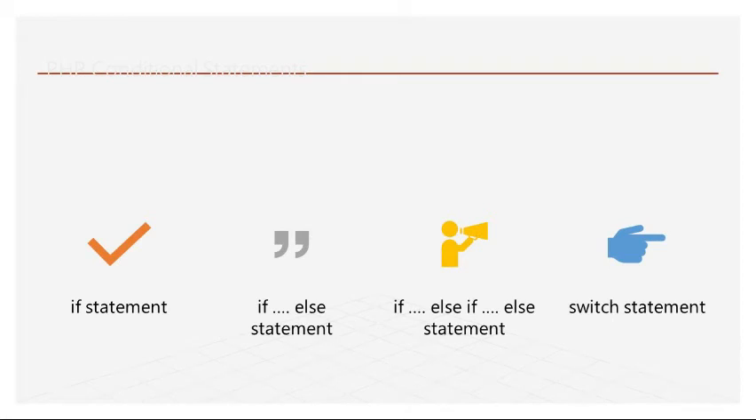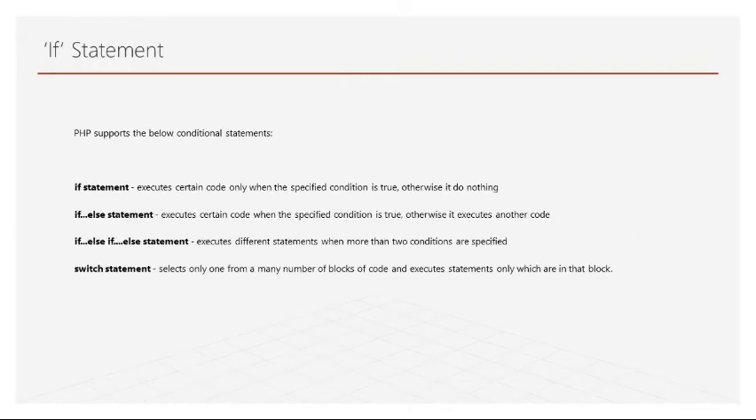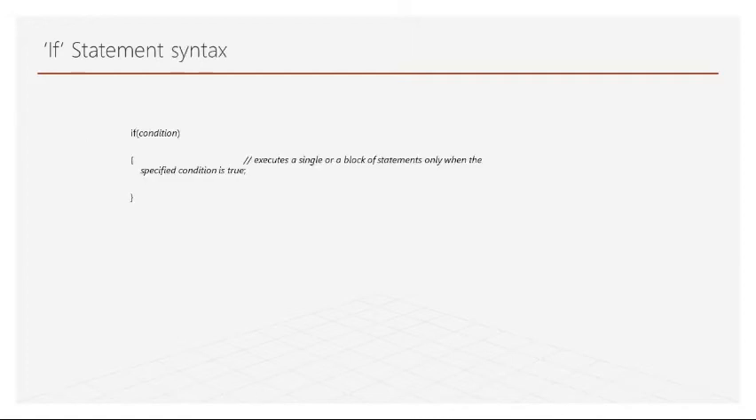If statement executes certain code only when the specified condition is true, otherwise it does nothing. If else statement executes certain code when the specified condition is true, otherwise it executes another code. Else if statement executes different statements when more than two conditions are specified. Switch statement selects only one from a many number of blocks of code and executes statements only which are in that block. The if statement.